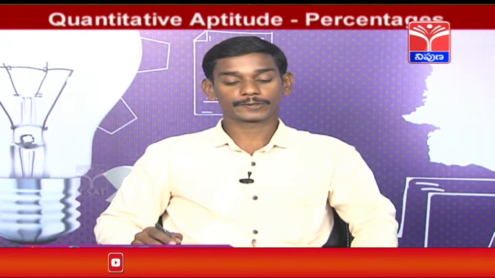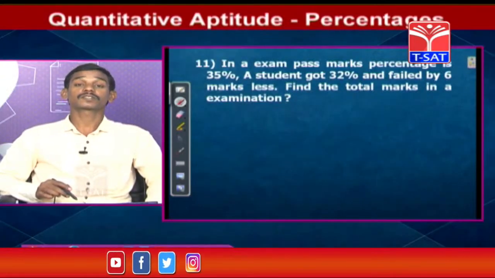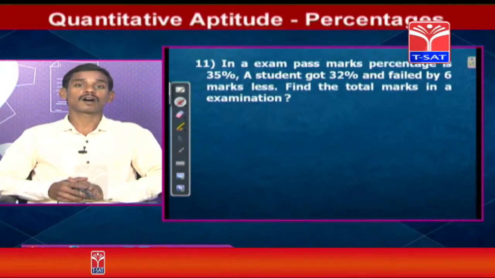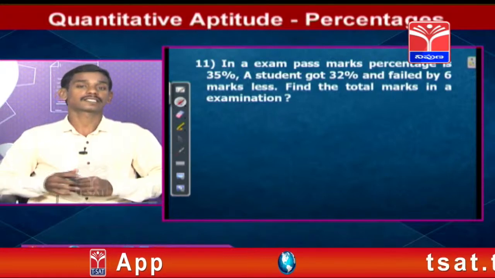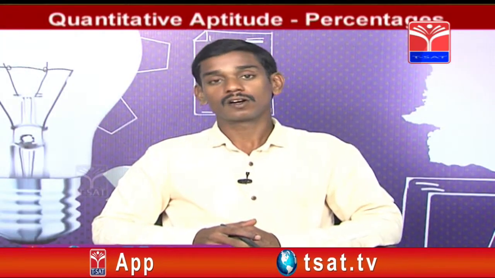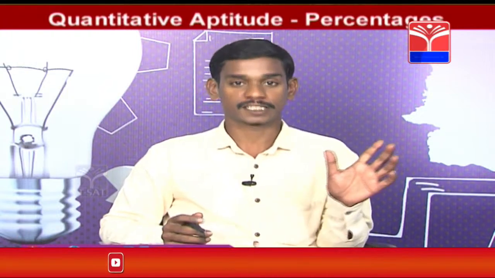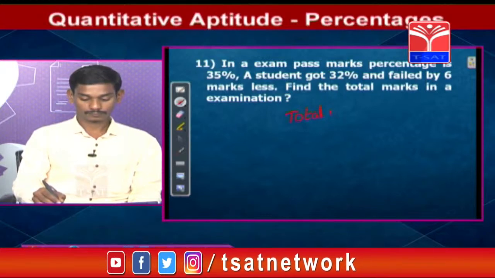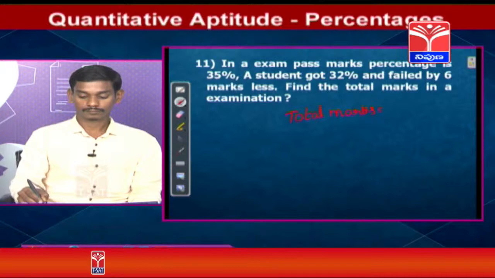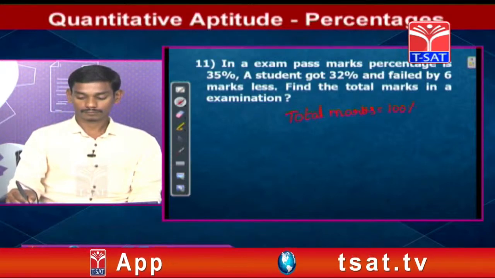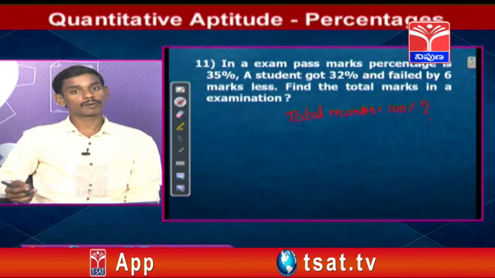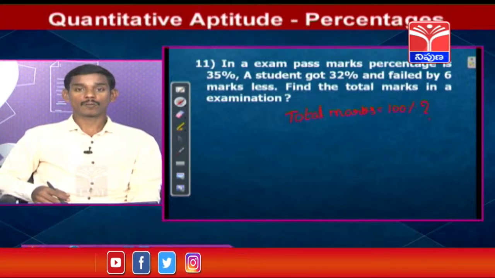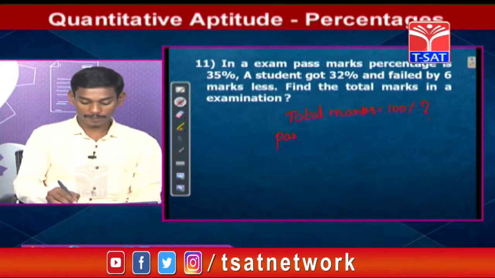See, this is also a very important question. In an exam, the pass marks percentage is 35%. A student got 32% of marks and failed by 6 marks. So find the total marks in that examination. So simply remember, total marks is nothing but 100%. So we wanted to find total marks, that is equal to 100%. Already here the pass percentage is given, 35%. The student got 32%.